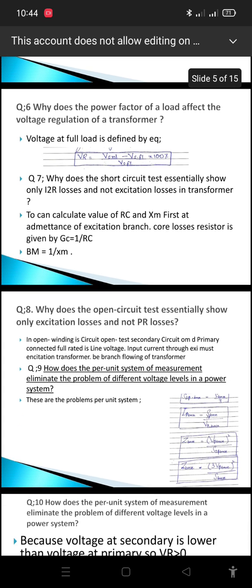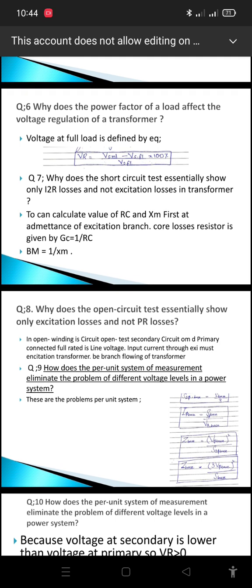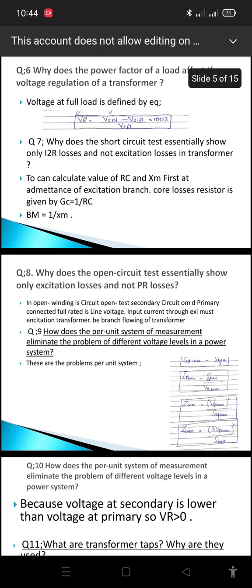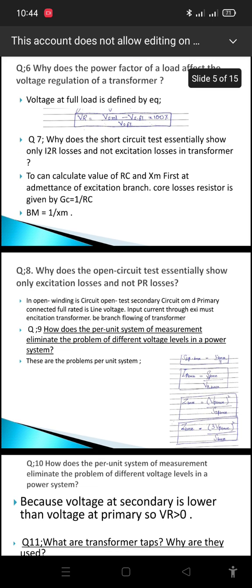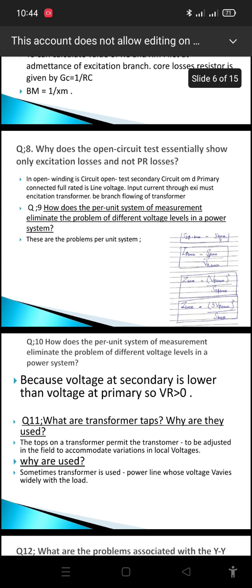How does the per unit system of measurement eliminate the problem of different voltage levels in a power system? These are the problems the per unit system solves. Because the voltage of the secondary is lower than the primary, VR is greater than 0.